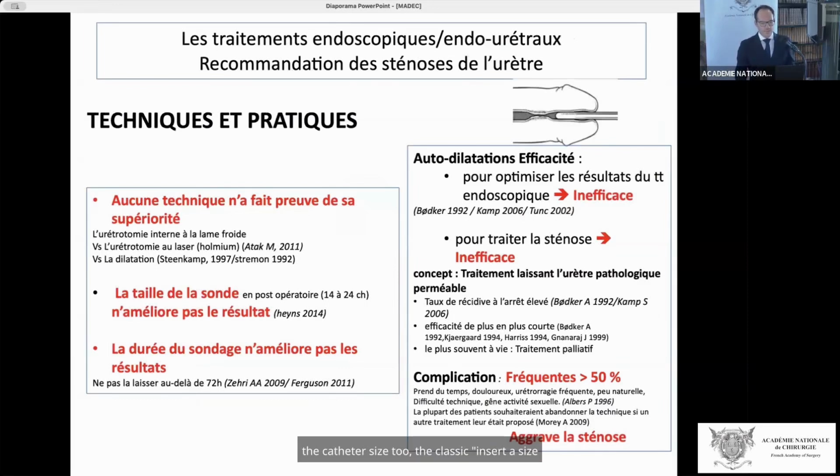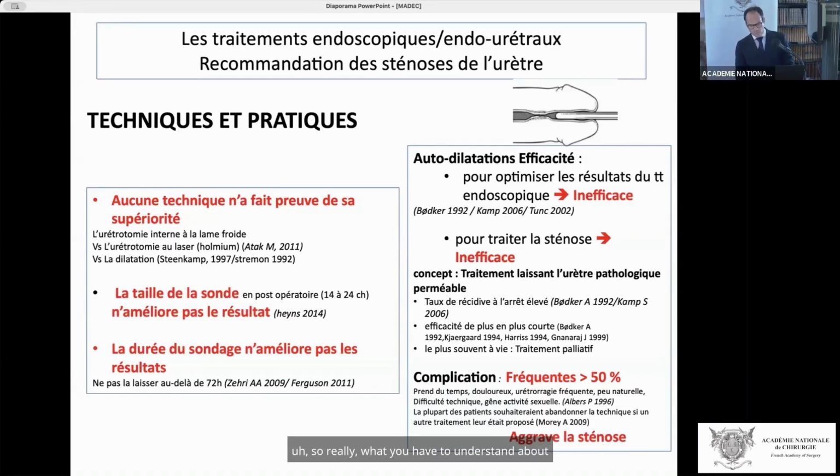The catheter size, the classic: insert a size 20 Charrière catheter and leave it for 3 weeks, it won't recur. We also know that's false. There's no point in using large catheter sizes after a urethrotomy. It doesn't improve the outcome, and the duration of catheterization doesn't improve the outcome either. So there's no point in leaving a urinary catheter for more than 72 hours after a urethrotomy, except in special cases like massive urethroragia or something else. Performing self-dilations after urethrotomy isn't effective either. That's been well tested and well demonstrated.